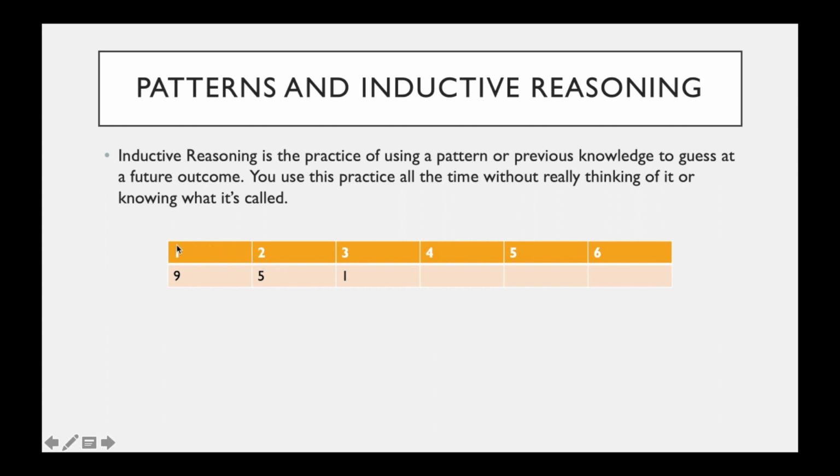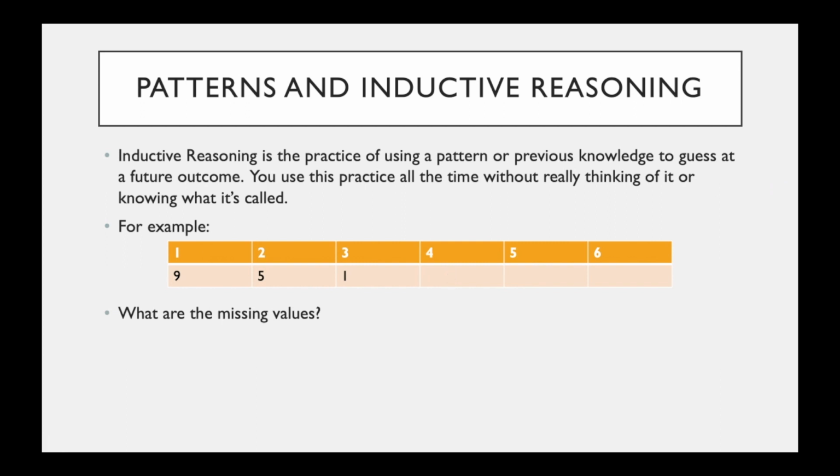So I have a pattern here where my first number is 9, second number is 5, third number is 1. Now, you guys are really good at solving patterns, so I'm sure some of you have already figured out what should be the next 3 numbers in this pattern. It looks like our pattern is that it's going down by 4. So 9 minus 4 is 5, 5 minus 4 is 1, so then the next 3 values would be what?